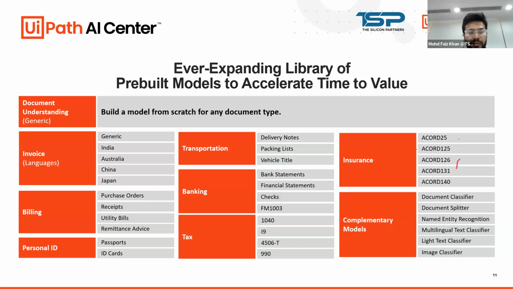Receipt, there we have the model for receipts, utility bills, remittance advice. And for personal documents, you can also train the model on your passport data. And therefore there are different models there. For insurance, we have the Accord, and you will see all these models are there for banking purposes and taxes.